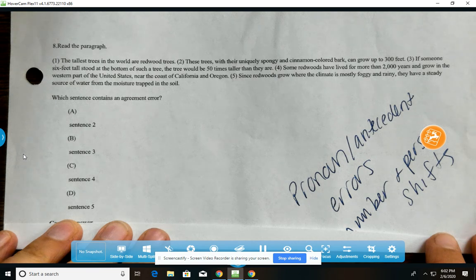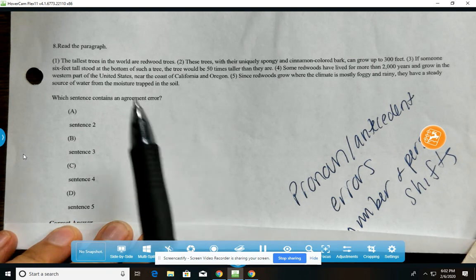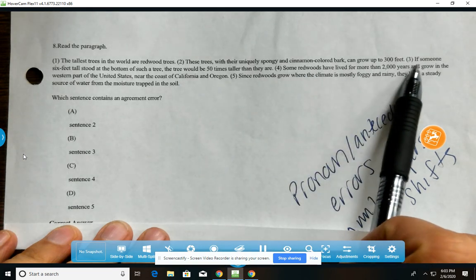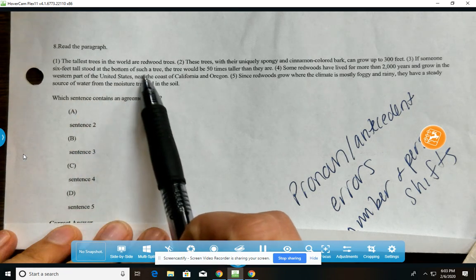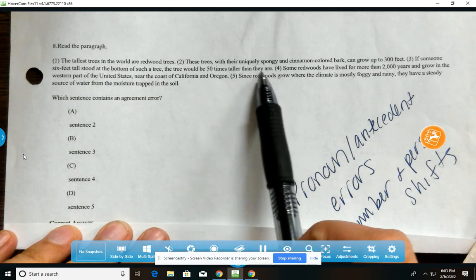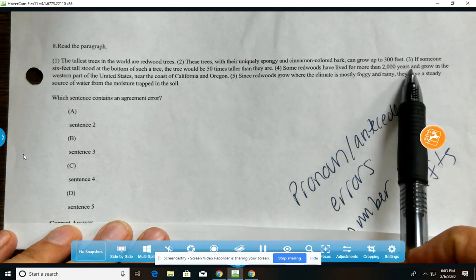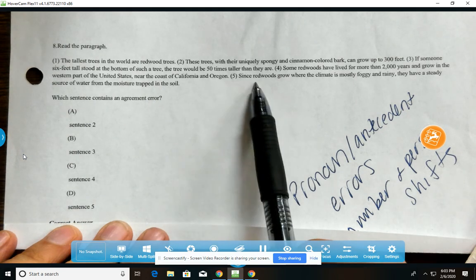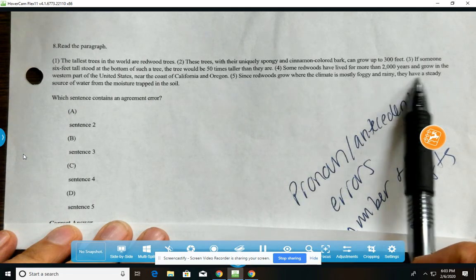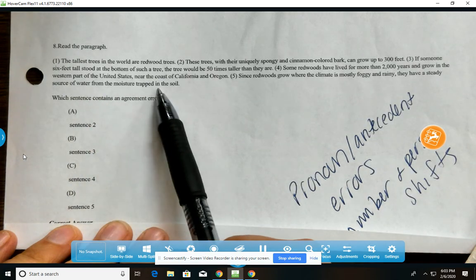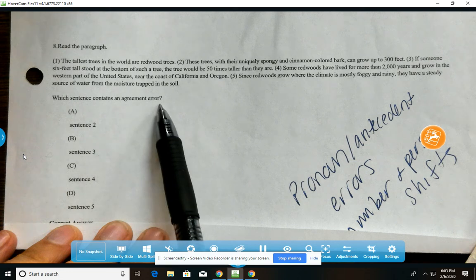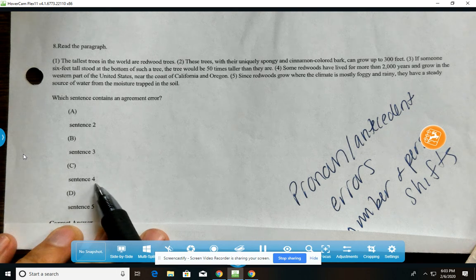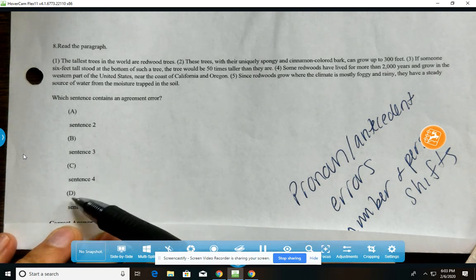Read the paragraph. The tallest trees in the world are redwood trees. These trees, with their uniquely spongy and cinnamon-colored bark, can grow up to 300 feet. If someone 6 feet tall stood at the bottom of such a tree, the tree would be 50 times taller than they are. Some redwoods have lived for more than 2,000 years and grow in the western part of the United States, near the coast of California and Oregon. Since redwoods grow where the climate is mostly foggy and rainy, they have a steady source of water from the moisture trapped in the soil. Which sentence contains an agreement error? Is it A, sentence 2, B, sentence 3, C, sentence 4, or D, sentence 5?